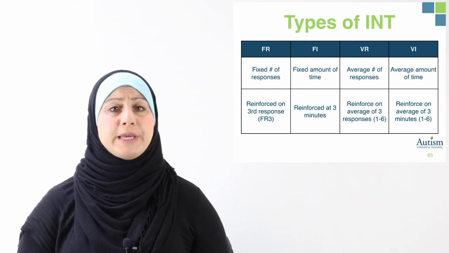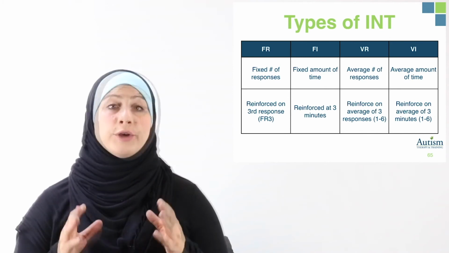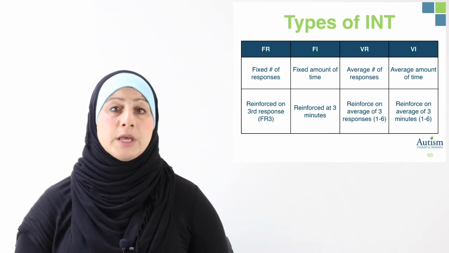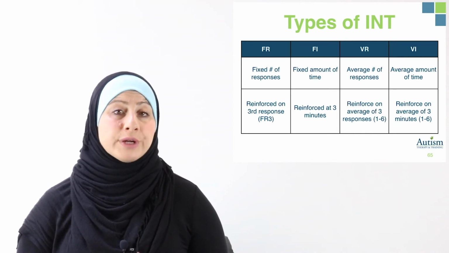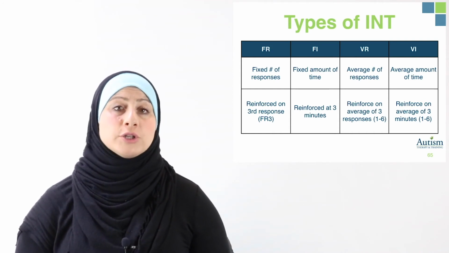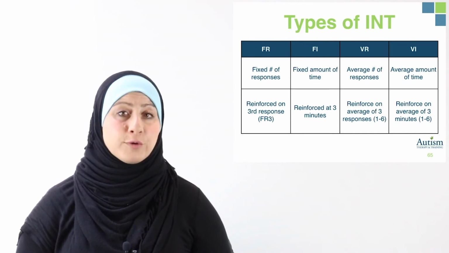If you reinforce a behavior every single time, then stop reinforcing it, you've actually placed the behavior on what we call extinction. If you recall back to our ABA class, extinction is when a previously reinforced behavior is no longer reinforced. So intermittent schedules of reinforcement help fade the use of reinforcers.